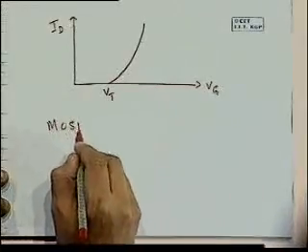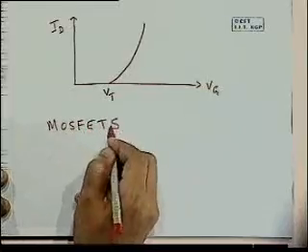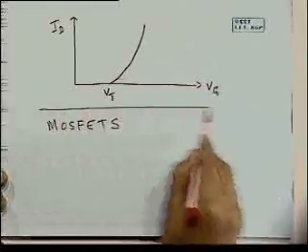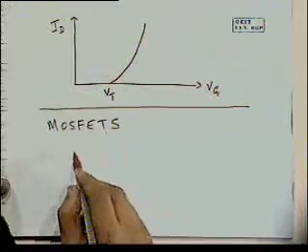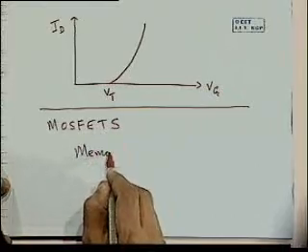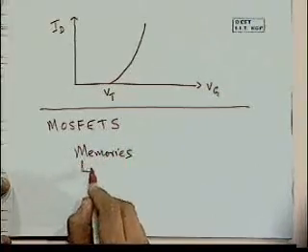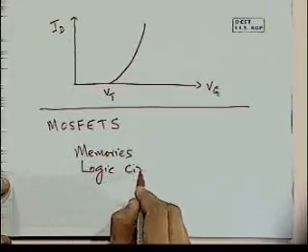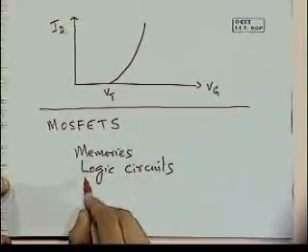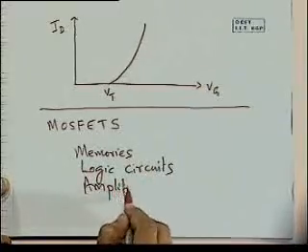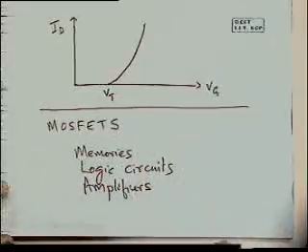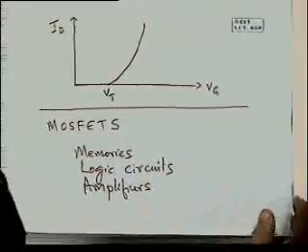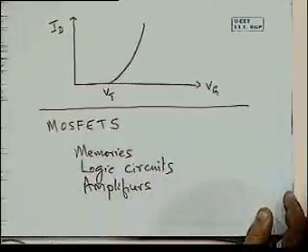Now MOSFETs in various forms, this enhancement, depletion and so on, are the most predominant technology used in IC fabrication today. It can be used for all kinds of applications, including memories, logic circuits, amplifiers, and so on. So MOS technology, we'll see another term, CMOS, is the predominant technology that is in use today.